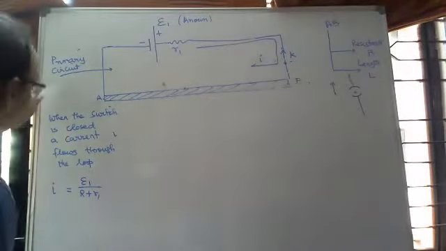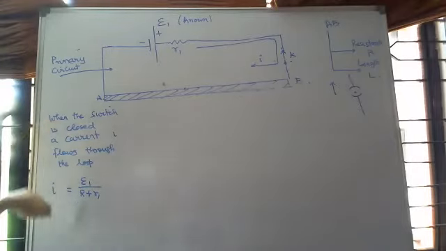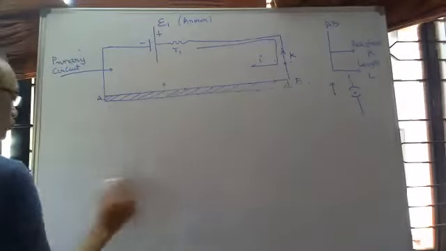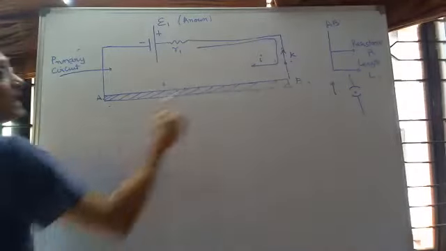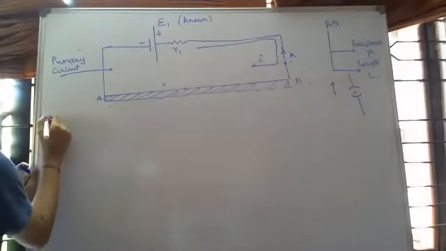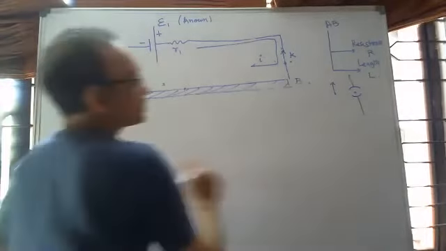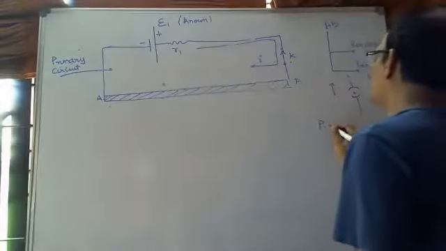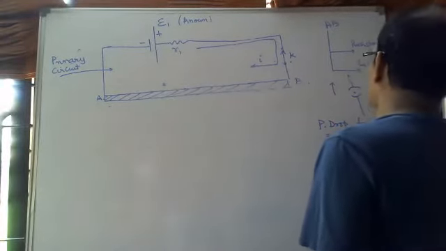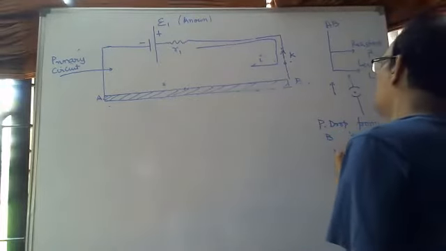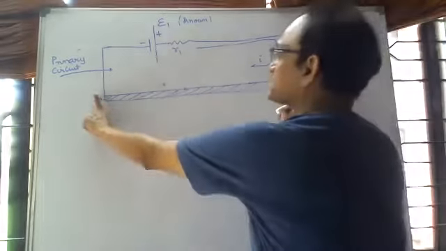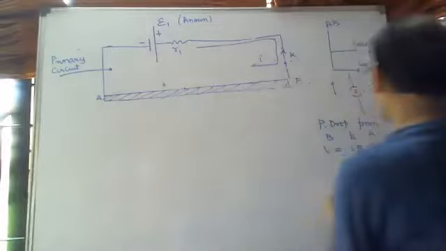So now erase this part, I need some space. That current I will flow from B to A in this case, right? So how much will the potential drop from B to A be? V. How much will be the potential drop? I into R. The whole wire has resistance R, right? So the potential drop would be I into R.